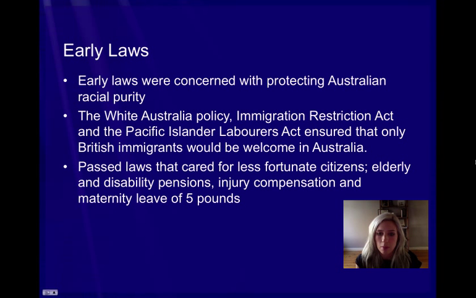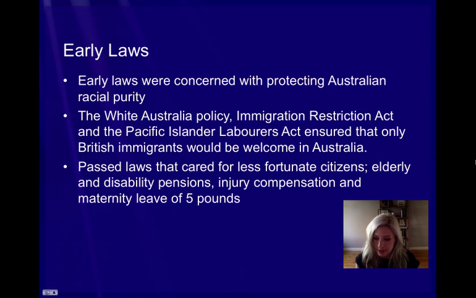So early laws that were passed with the new government that was born on the 1st of January 1901 were primarily concerned with protecting Australian racial purity. They wanted to keep it as Anglo-Saxon as possible. So policies such as the White Australia Policy, the Immigration Restriction Act and the Pacific Islander Labourers Act ensured that only British immigrants would be welcome and have full rights in Australia.